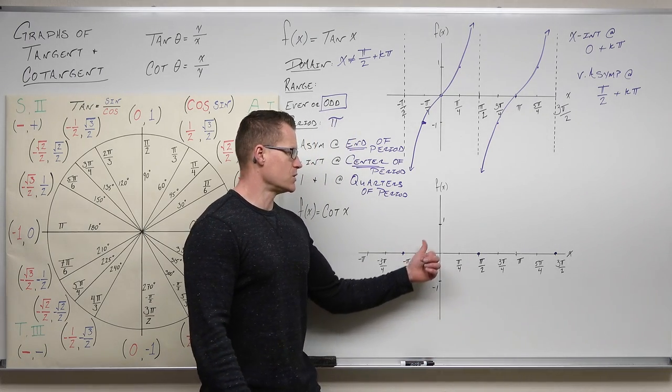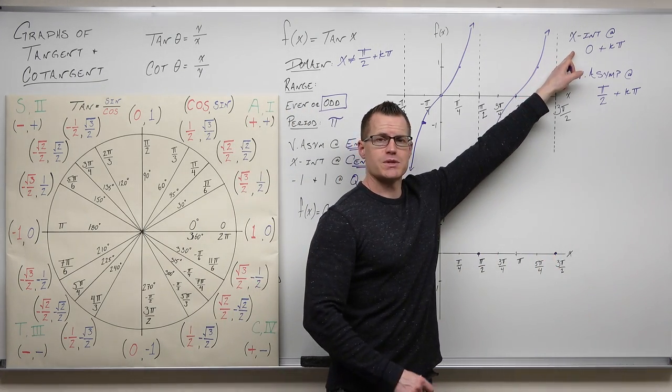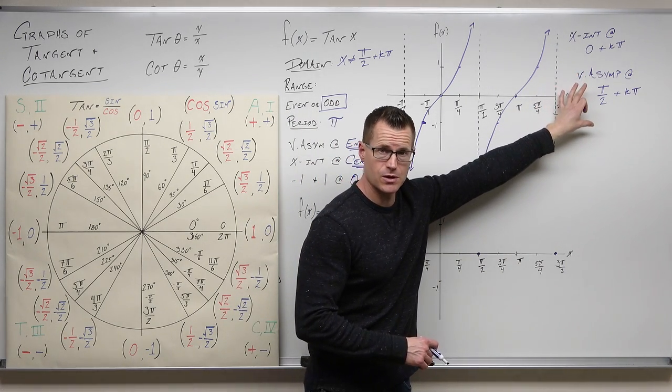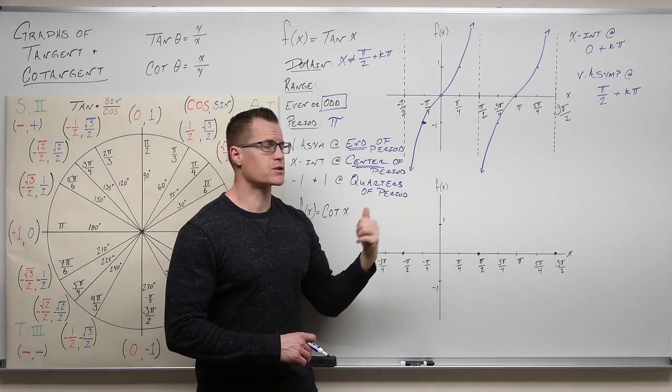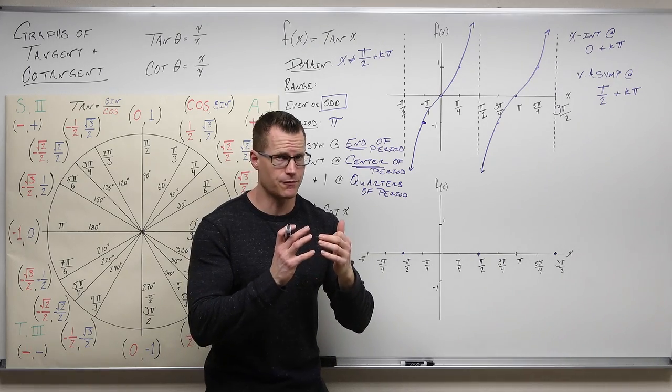So negative pi over 2 and pi over 2 and 3 pi over 2, and x-intercepts are now going to cause vertical asymptotes. Vertical asymptotes, like we're seeing right now, are causing x-intercepts. So at pi over 2 plus or minus k pi. Remember, these are reciprocals of one another. They're very related.